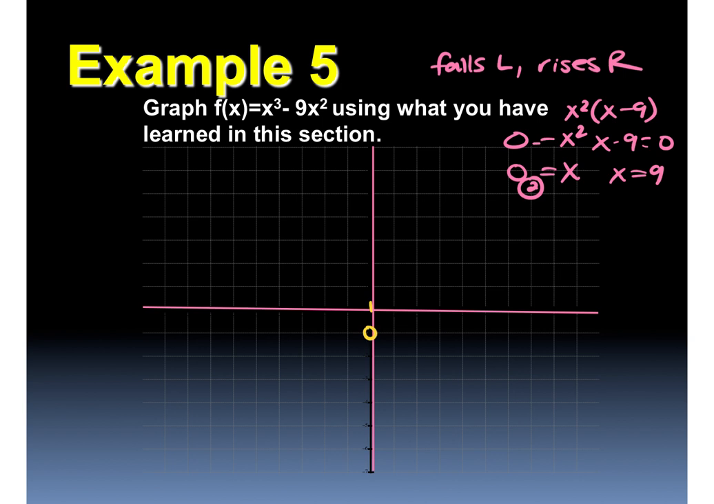So if I plot it, I get 0, 1, 2, 3, 4, 5, 6, 7, 8, 9. Those are my two x-intercepts, okay? The 0 doubles as your y-intercept. I know it points down to the left, it rises right, it bounces off the 0, and then has to come back and cross through the 9.